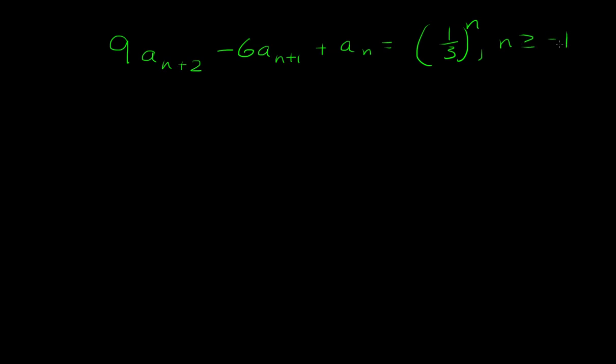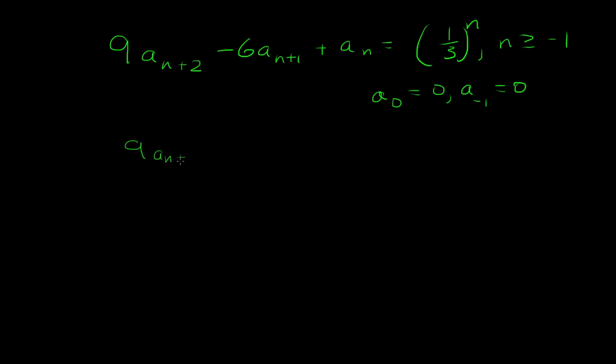Linear recurrence equation: we have 9a_{n+2} - 6a_{n+1} + a_n = (1/3)^n, where n is greater than or equal to -1, and initial conditions a_0 is 0 and a_{-1} is 0. So the first thing we're going to do is solve for the characteristic equation.